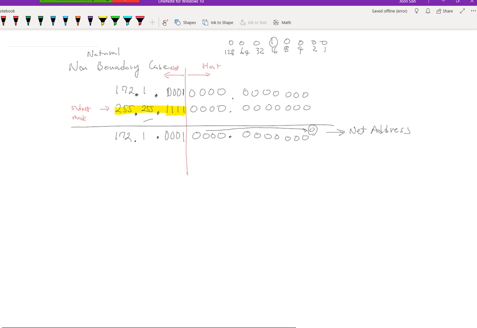And then what is the next one? 172.1 dot, 0001 0000 dot, 00000001. That's the first usable host IP address. Then it's 2, then 3, which is 11. Just keep going. And in the problem, I asked, what is the last usable host IP address?